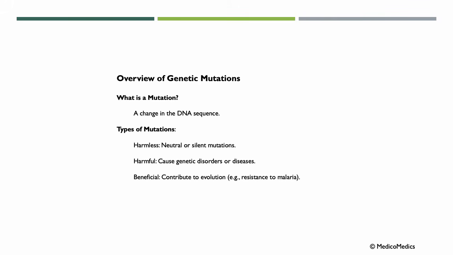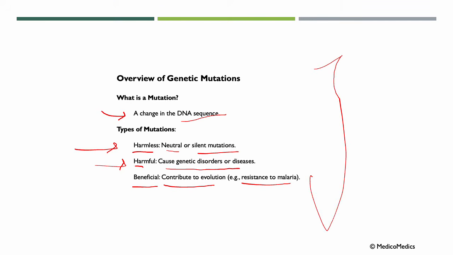Now, what is a mutation? A mutation is a change in the DNA sequence. And there are different types of these. We have harmless mutations, so neutral or silent mutations. We have harmful mutations. These cause genetic disorders or diseases. We even have beneficial mutations. These contribute to, for example, evolution, like resistance to malaria. So mutations are changes in your DNA. Some don't matter, some cause problems, and some can even be helpful.